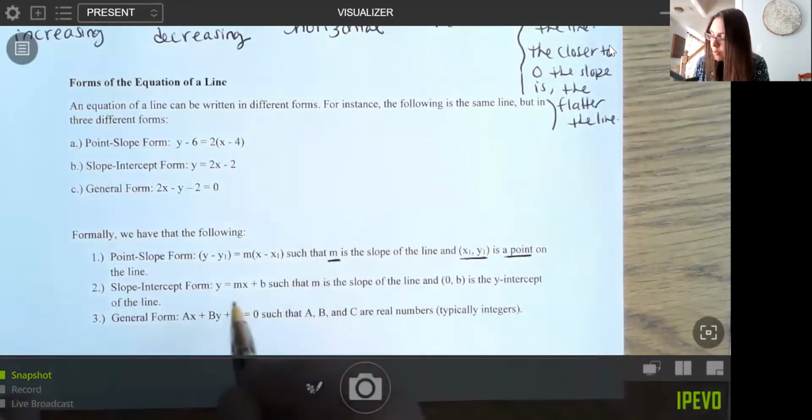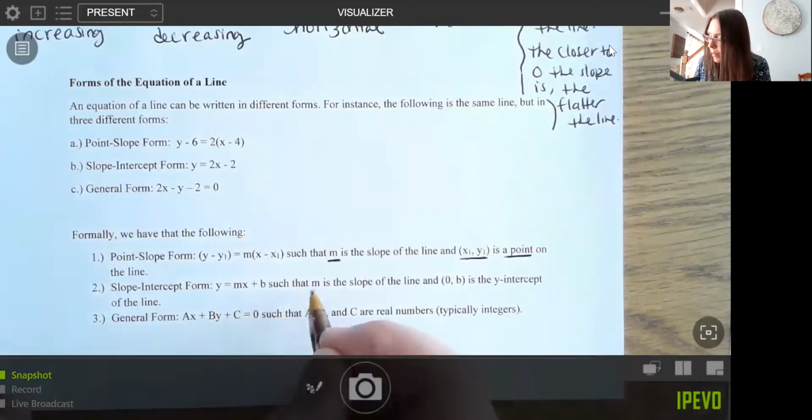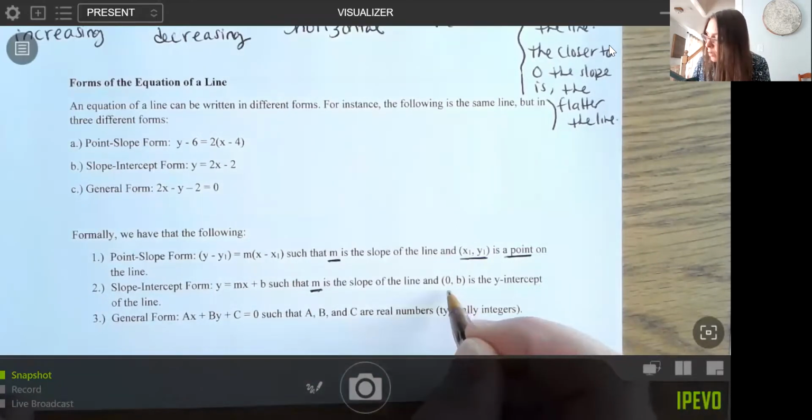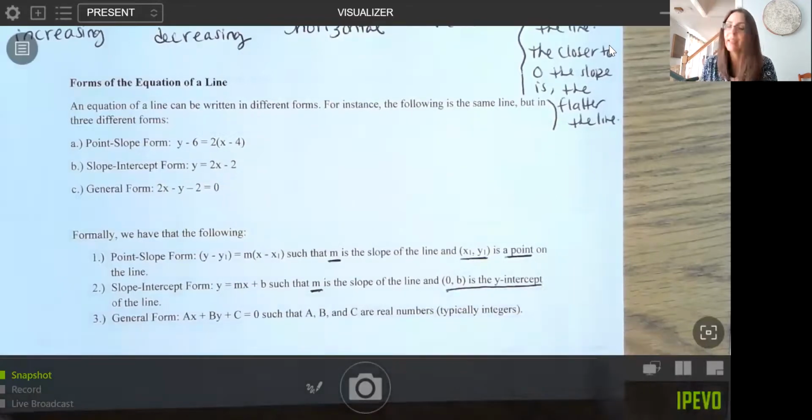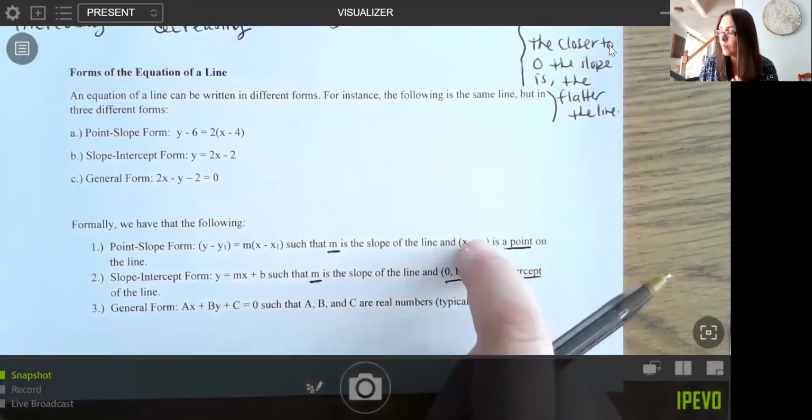The slope-intercept form is the y equals mx plus b form, which I think probably most people are familiar with, or at least you're more familiar with that one. M is the slope there, and b is specifically the y-intercept.